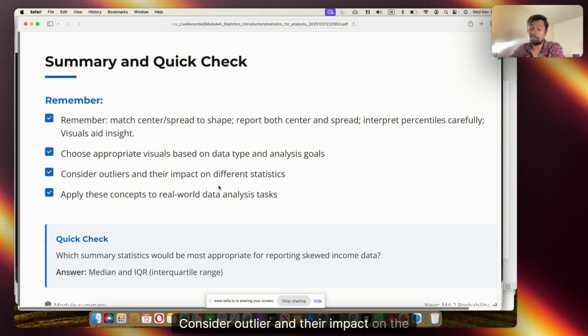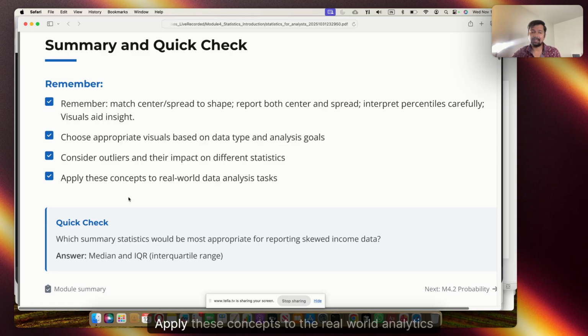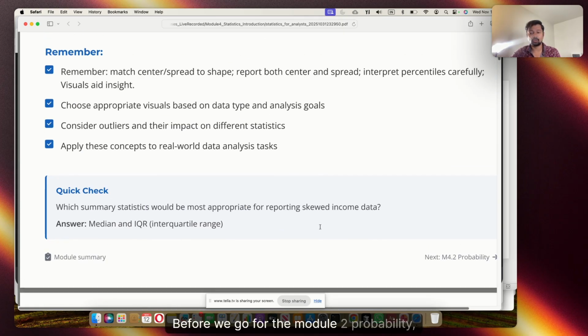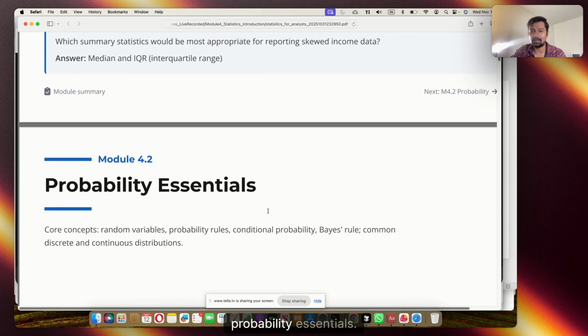Consider outliers and their impact on the different statistics. Apply these concepts to real-world analytics tasks. Go to Kaggle, download one dataset, and apply all sorts of descriptive stats that we have just learned. This is homework for you guys before we go to module 2, probability. You can do quick summary plots and quick summary statistics, and report that. Make notes, write it down, and share it with me or with your colleagues. And I will see you in module 2, in which we'll learn about the probability essentials.